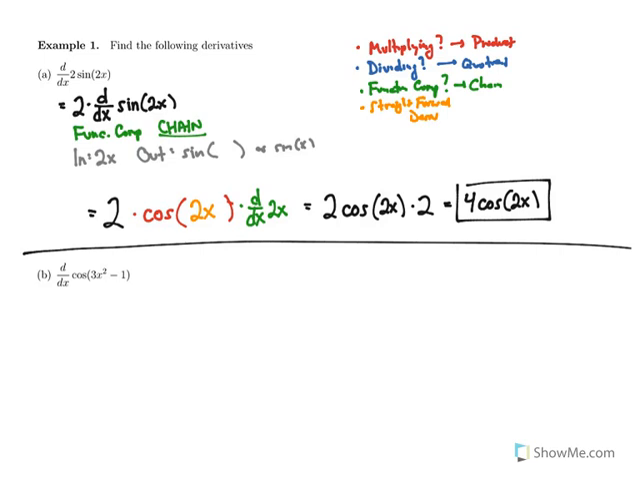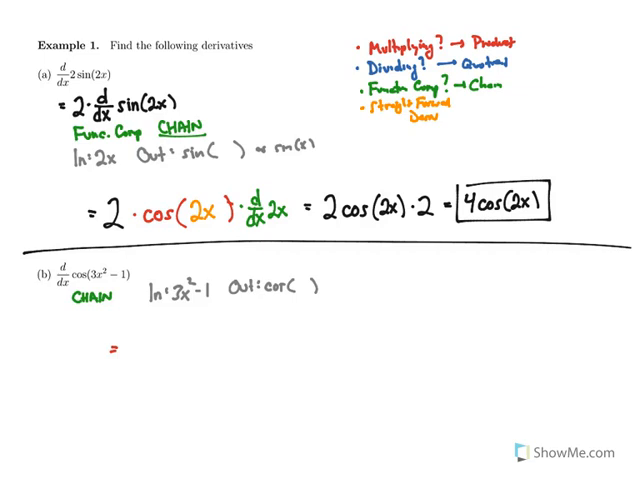All right, so next problem, are we multiplying functions, dividing, do we have function composition, or is this just a derivative that we know the answer to without having to do any extra work? And in this case, again, we have the chain rule. We have function composition. That's not cosine times 3x squared minus 1. That is cosine of 3x squared minus 1. The inside function is 3x squared minus 1. And the outside function is cosine of something.